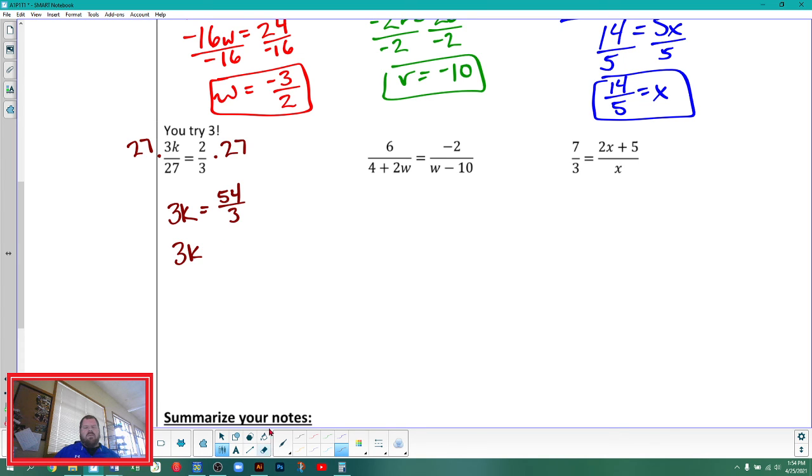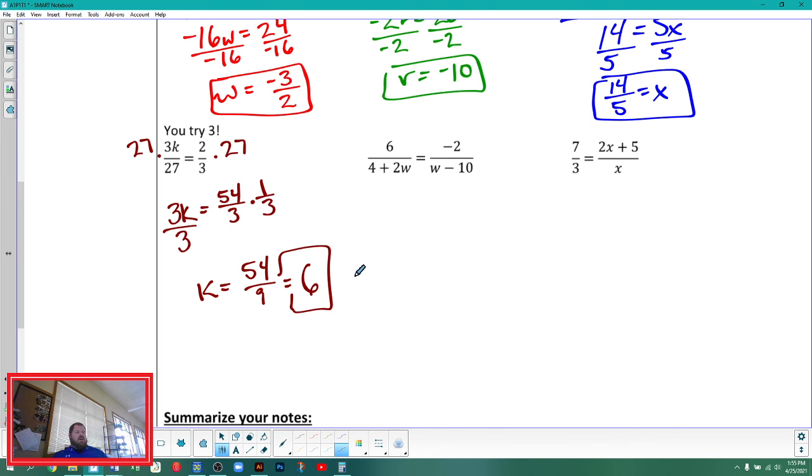Actually, what if we don't? Let's pretend we didn't notice that. Let's go ahead and divide by 3. Dividing by 3 is the same as multiplying by 1/3. And we get 54 over 9. That's a little bit easier to deal with. It is 6. So however you did that, you might have gotten that 54 equals 9k. That would be okay also, and that would get your job done.